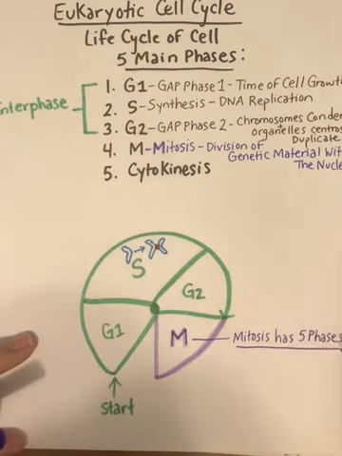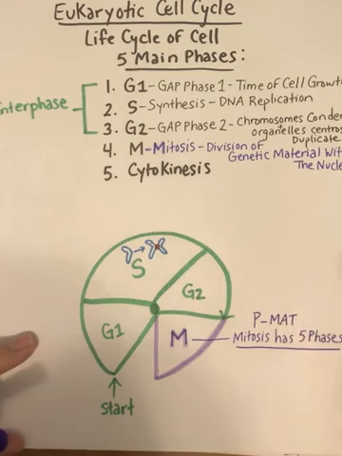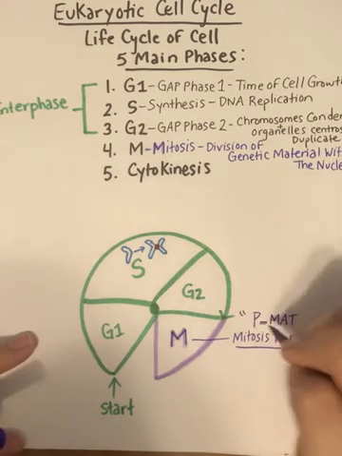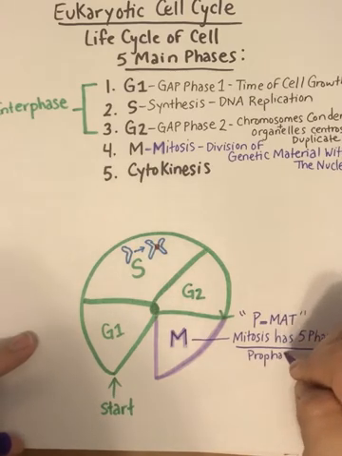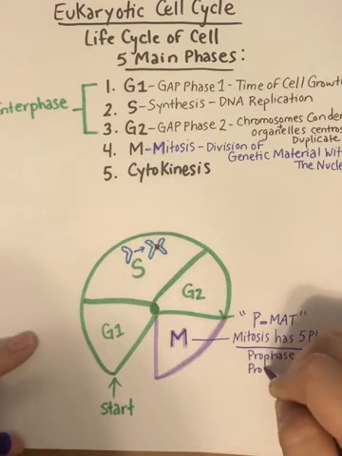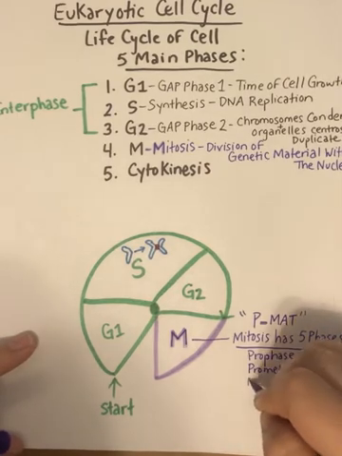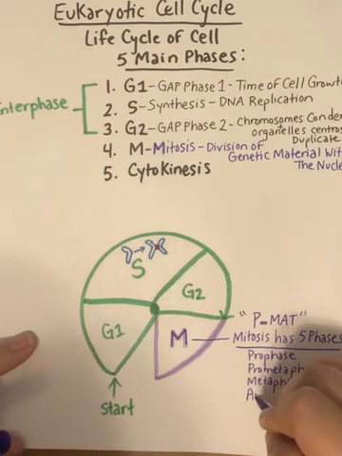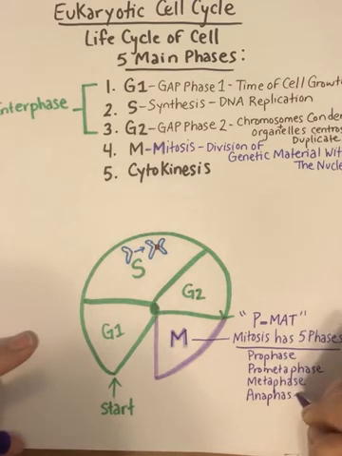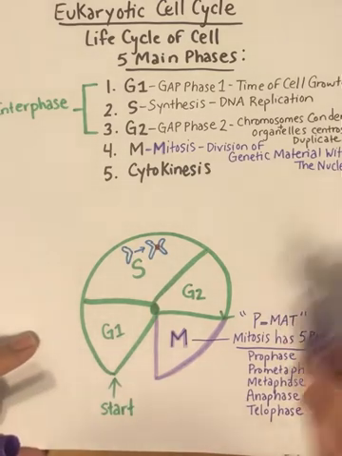The 5 phases, I always say, are P-MAT or P-MAT. Now the dash represents one of the phases. So you have your prophase, which is always first. You have a pro-metaphase, which is second, that's the dash. Metaphase. Anaphase. And telophase. These are the phases in order. P-MAT. That's how you remember it.